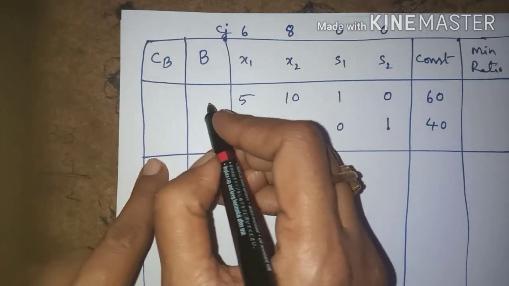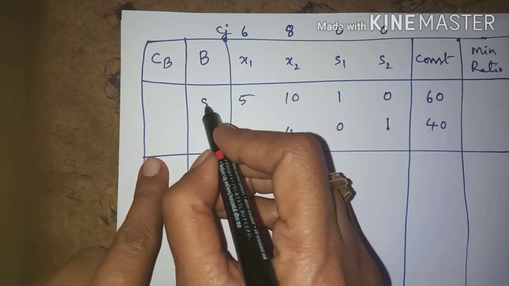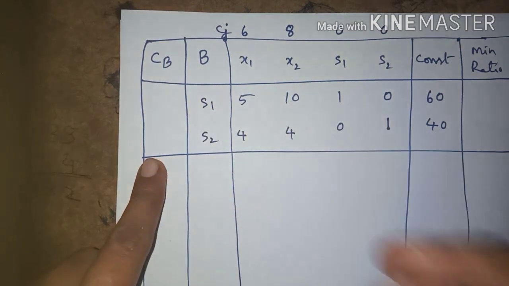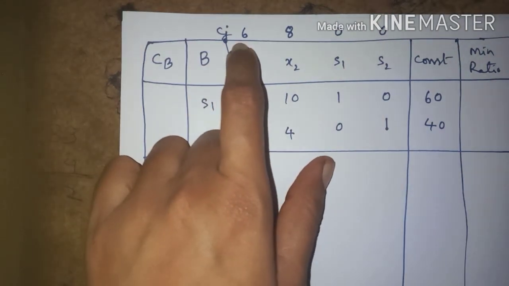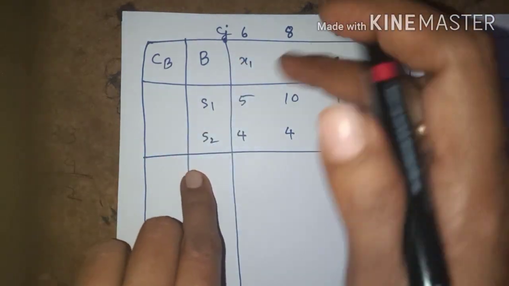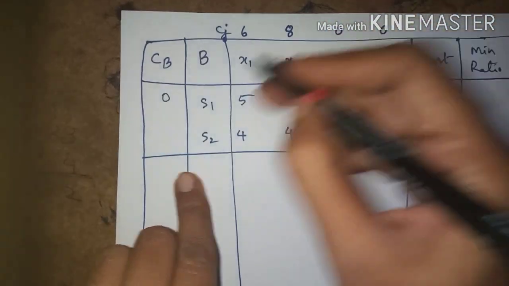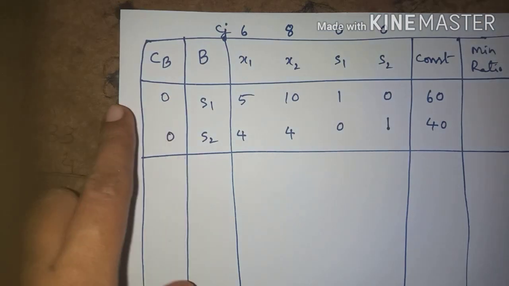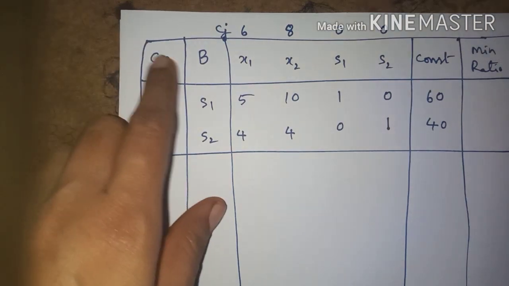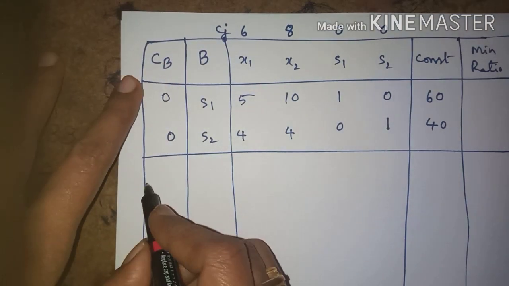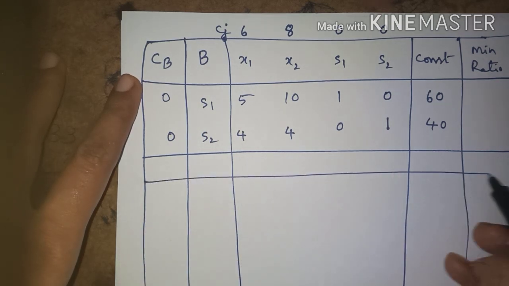That's why the basis or basic variables are S1 and S2. Now if you see the CJ column, the coefficient of S1 is 0, the coefficient of S2 is 0. That's why we write 0 0 as the constants of the basis. Now after that, draw one more line like this.